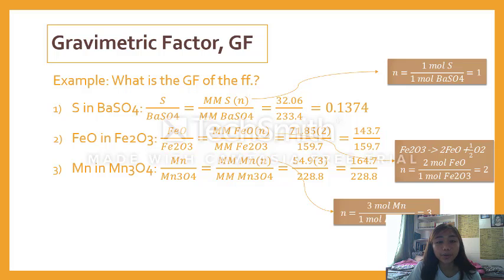Okay? So, computing for the gravimetric factor, times 3 ang molar mass sa Mn. So, mao ni 164.7 over 228.8. Mao na ang GF sa Mn in Mn3O4. Okay? Sorry.